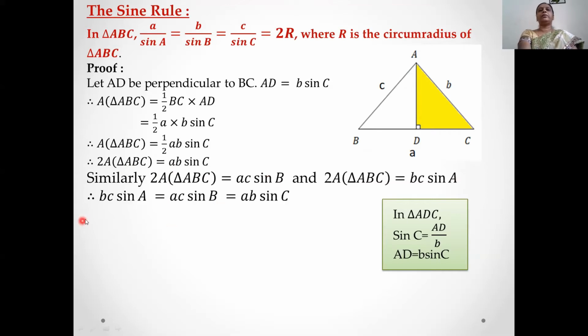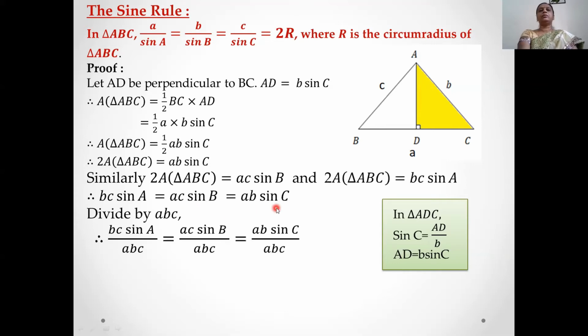Equating right hand side, we will get BC sin A is equal to AC sin B is equal to AB sin C. Now throughout you divide by ABC. Dividing this equation by ABC, you get BC sin A divided by ABC is equal to AC sin B divided by ABC is equal to AB sin C divided by ABC. Now after simplification, we will get sin A divided by A is equal to sin B divided by B is equal to sin C divided by C.